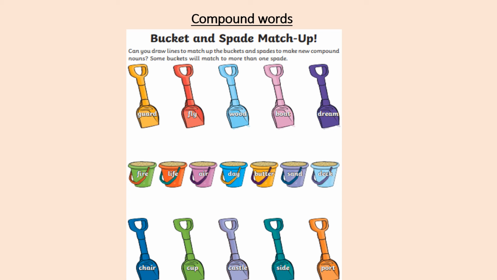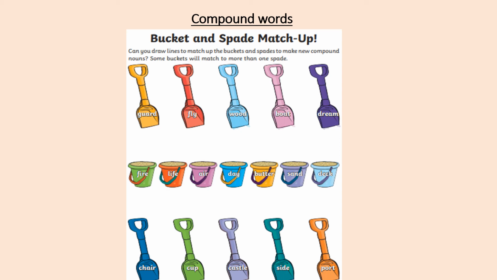Okay, so your job now is, it says, can you draw lines to match up the buckets and spades to make new compound nouns? Well, we don't need to draw lines unless your grown-up would like to print it off for you, but you can just have a look at the buckets that are in the middle of this sheet and the words that are on them. So you've got fire, life, air, day, butter, sand and deck. So you can write those words or ask your grown-up to write those words down for you on your piece of paper, and then I want to see if you can match them to the words that are on the spade.